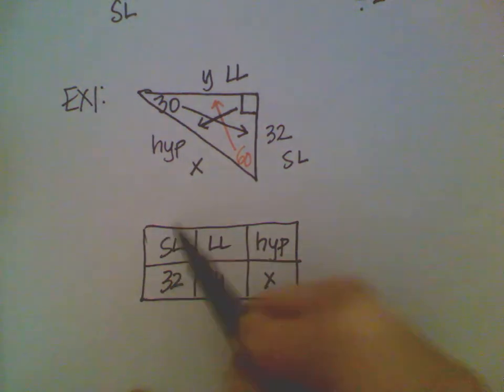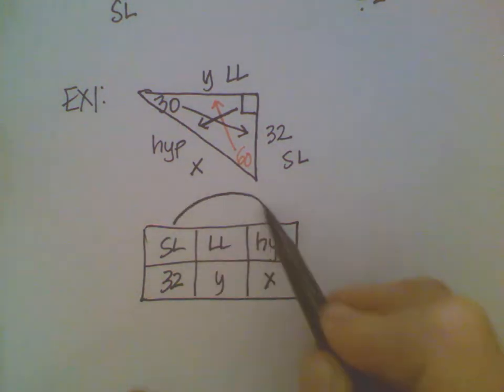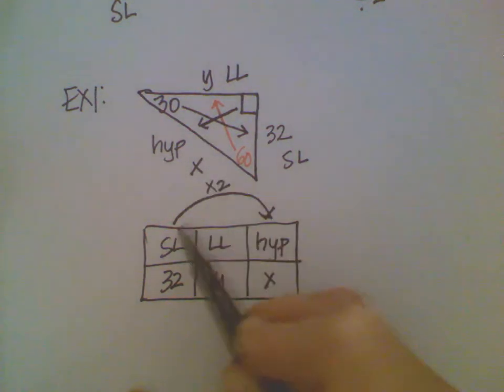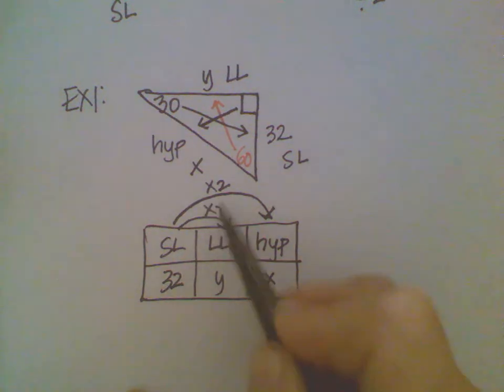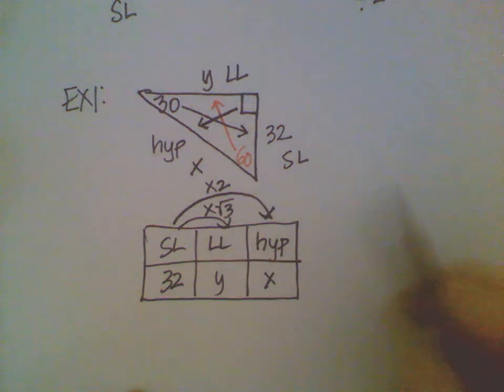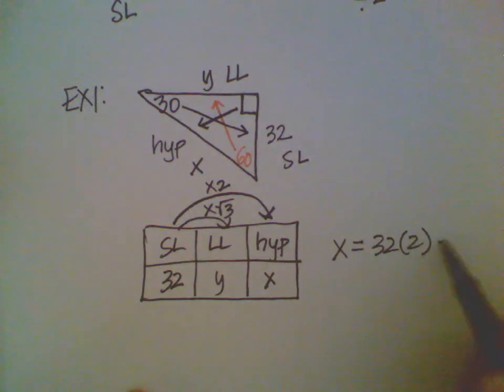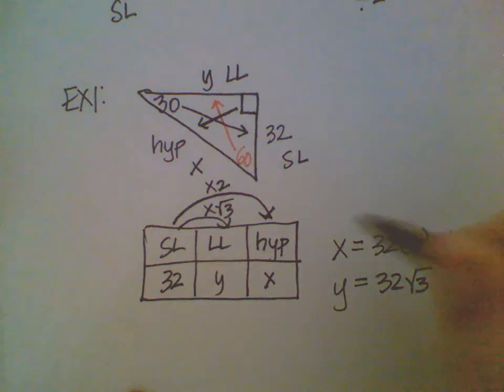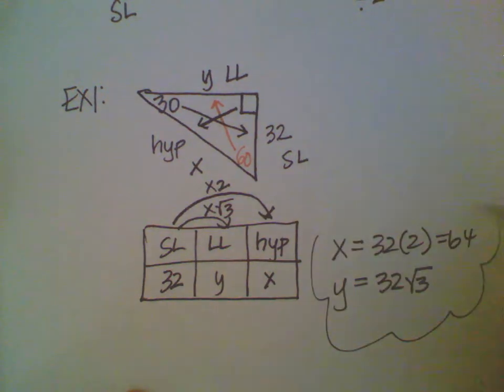Because I know the short leg, I can work off the top alone. So to get to the hypotenuse, I times 2. To get to the long leg, I times the square root of 3. And so my x is 32 times 2, or 64. And my y is 32 times the square root of 3, and there's nothing more I can do with that. So there are my answers. Once you get the table organized, it makes the math a little bit easier.